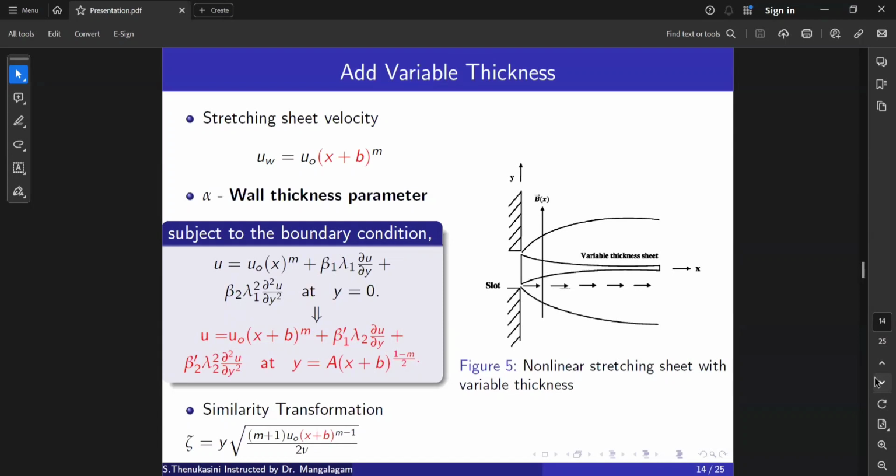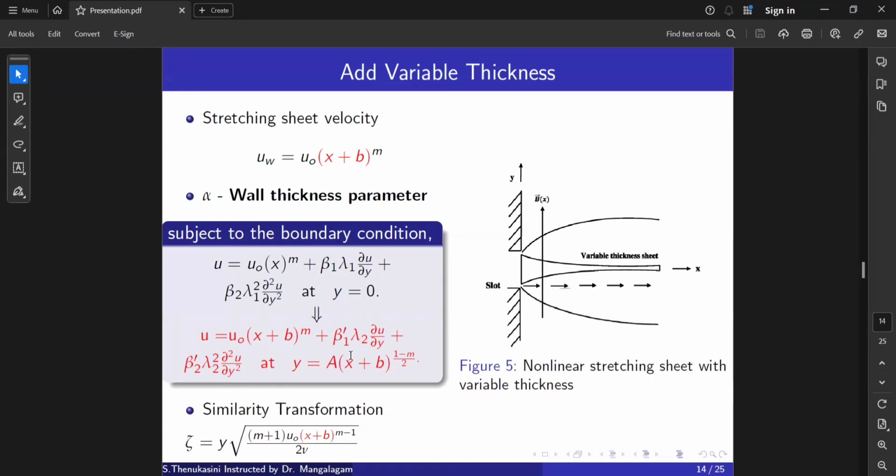Now we make our stretching sheet contain variable thickness. How do we make our stretching sheet contain variable thickness? Change the thickness of the sheet by tapering it. That is, one edge of the sheet is thicker and another edge is thinner. Variable thickness of stretching sheet refers to a specific scenario in fluid dynamics. It is used in engineering applications more frequently than flat surfaces. Because of the variable thickness, stretching sheet velocity changes like this, and previous boundary condition this.